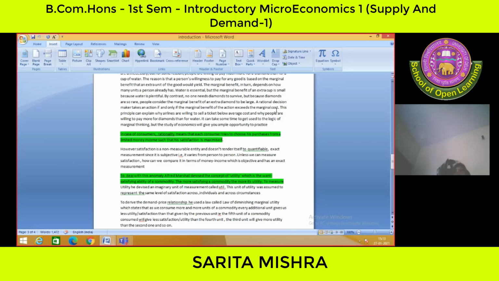So rationality at the margin means that you are always making comparison between the benefit and the cost, the marginal benefit and the marginal cost. So translating it into consumers' behavior, rationality means that each consumer tries to choose his purchase such that the limited money income that he is spending is in a way that his total satisfaction is maximized.